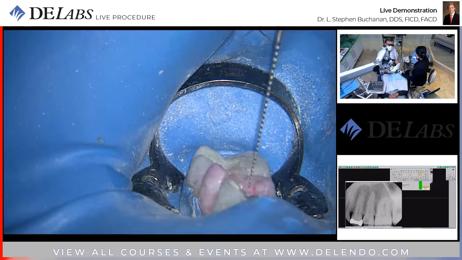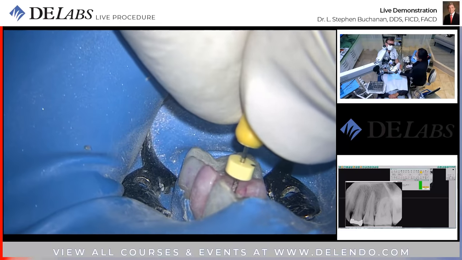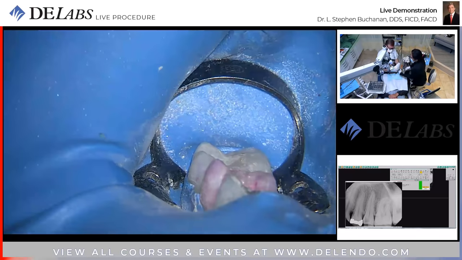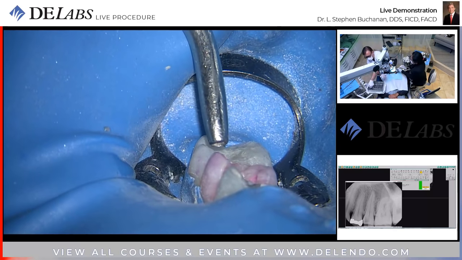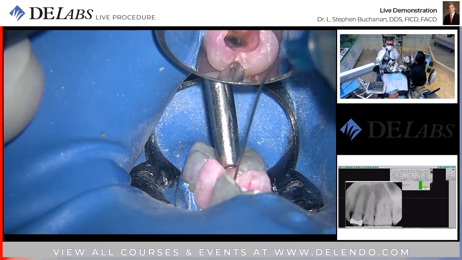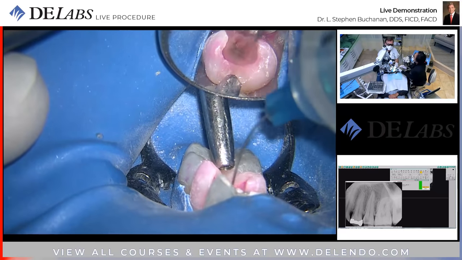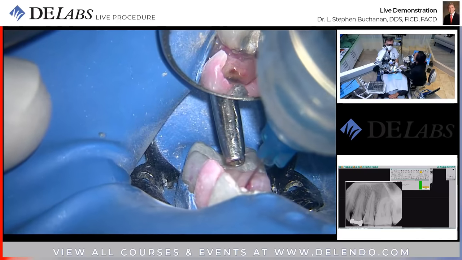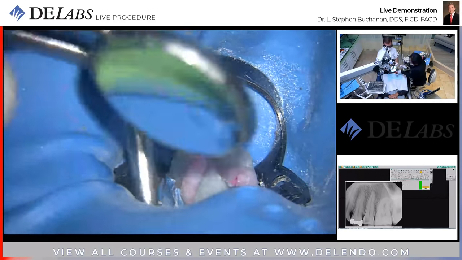EDTA, please. Okay, so we're going to depend on GentleWave to do the rest of the job in this root canal. It's got buccal lingual fins as most single canal premolars do. Let's go take a look at that decay there, see what we see.